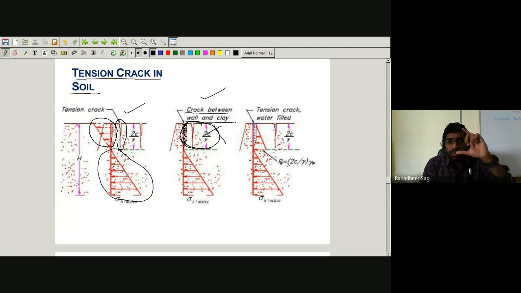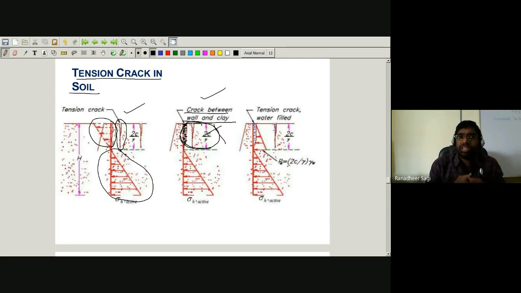Why? Because over that much depth of the soil strata, the soil is not directly in contact with the retaining wall because of the crack which is separating the soil and the retaining structure. So if the soil is not in contact with the retaining structure, there will not be any earth pressure distribution diagram over that particular depth of ZC. Okay, so the earlier so-called negative earth pressure distribution diagram, that portion we are not going to talk about, because the soil is not in contact with the retaining structure over that depth.